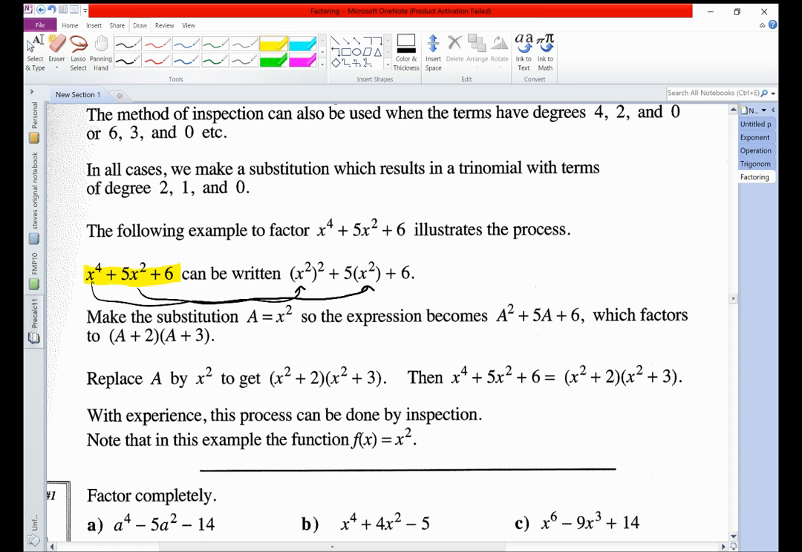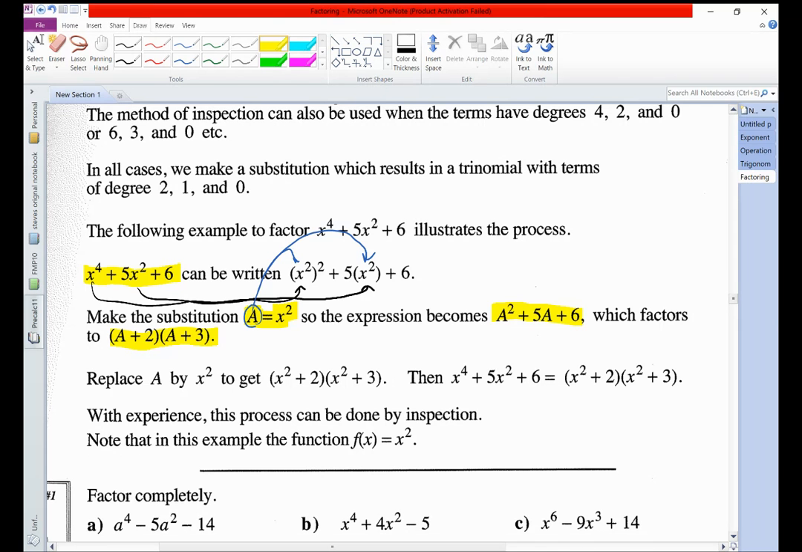And then what they do is they say, well, let's make capital A equal to x squared. You can use any letter you want. It doesn't matter. It's just a bit of a placeholder. So what you can do now is sub capital A in anywhere that you see an x squared in that term. And so what you end up getting is A squared plus 5A plus 6. And we can factor that pretty nicely by inspection into A plus 2, A plus 3.